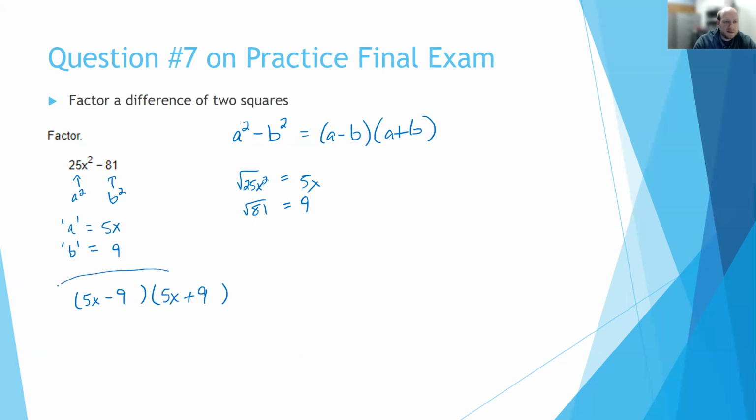And again, what you could do is FOIL all this out, and your middle two terms should cancel, but you should be left with the 25x squared minus the 81.